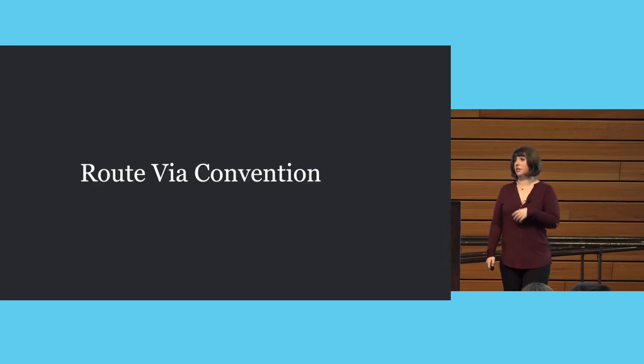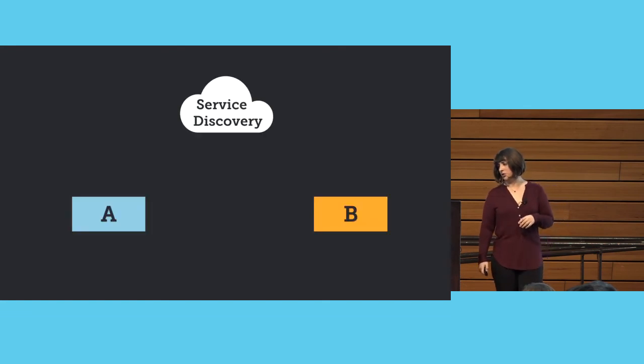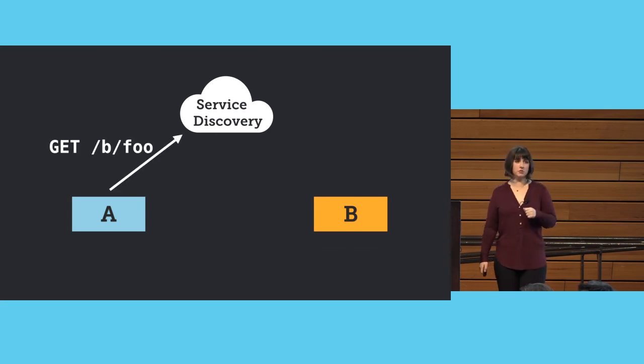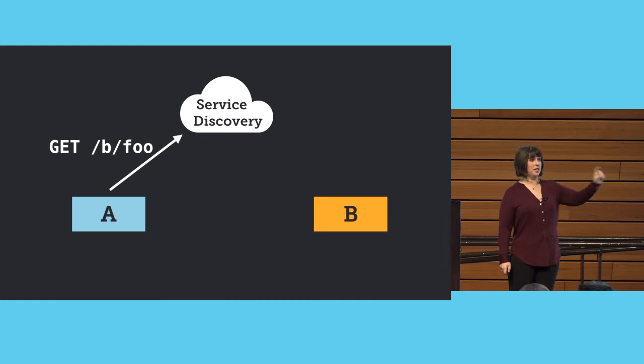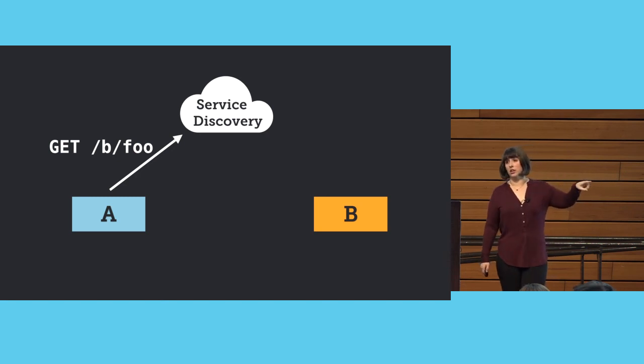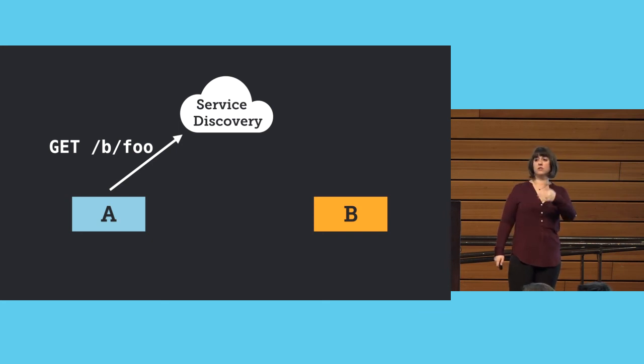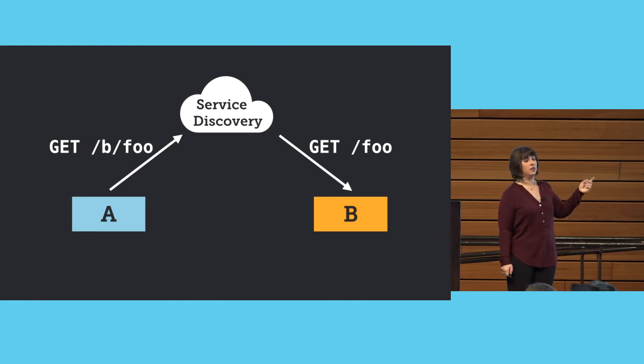And these route via a conventional system. And what do I mean by that? So let's say you have services A and B and service discovery in between them. A wants to talk to B, so it sends a request to the service discovery with B in its path. Service A doesn't know where service B is, and service A doesn't care. It doesn't know a DNS name, it doesn't know an IP, it just knows that it can call the service discovery with B in its path, and that service discovery system will route it to B.